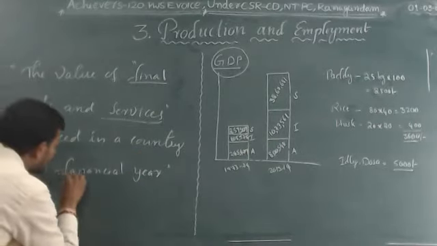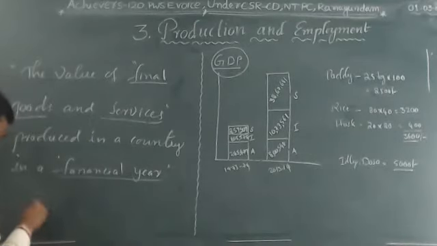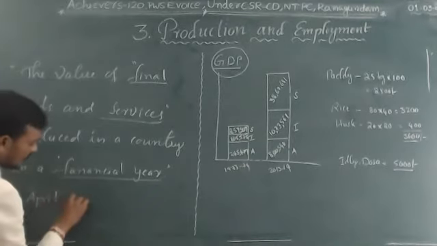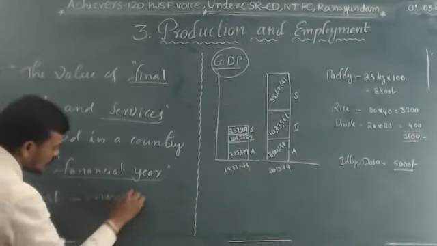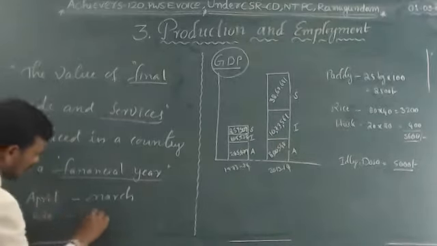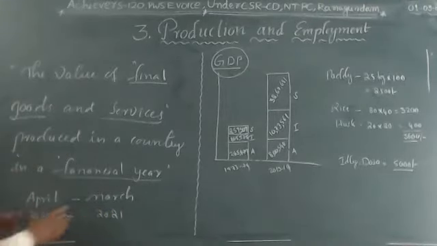Here, you need to understand what a financial year is. The financial year begins in the month of April and ends in the month of March. For example, April 2020 to March 2021. So this is the best example of a financial year. Okay, a year of 12 months.